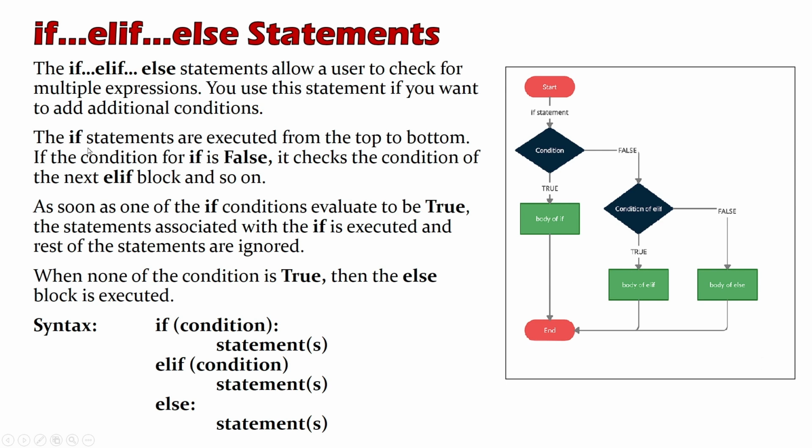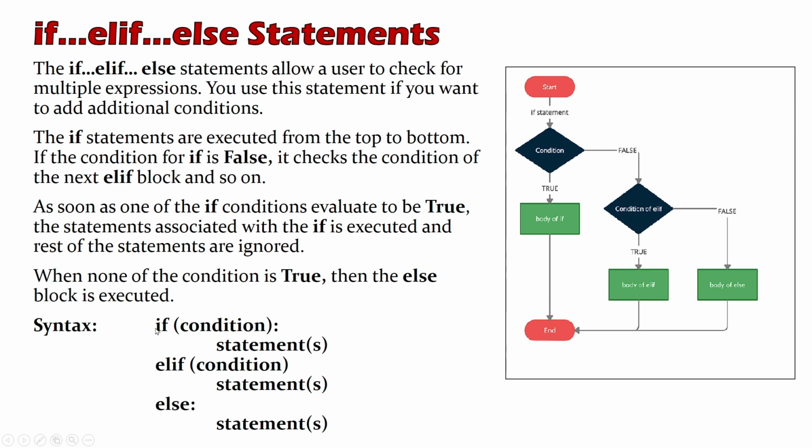The if statements are executed from top to bottom. If the condition for if is false, it checks the condition of the next elif block and so on. After this elif, we can have as many elif as we want. As soon as one of the conditions evaluates to true, the statements associated with it are executed and the rest of the statements are ignored. When none of the conditions is true, then the else part is executed.